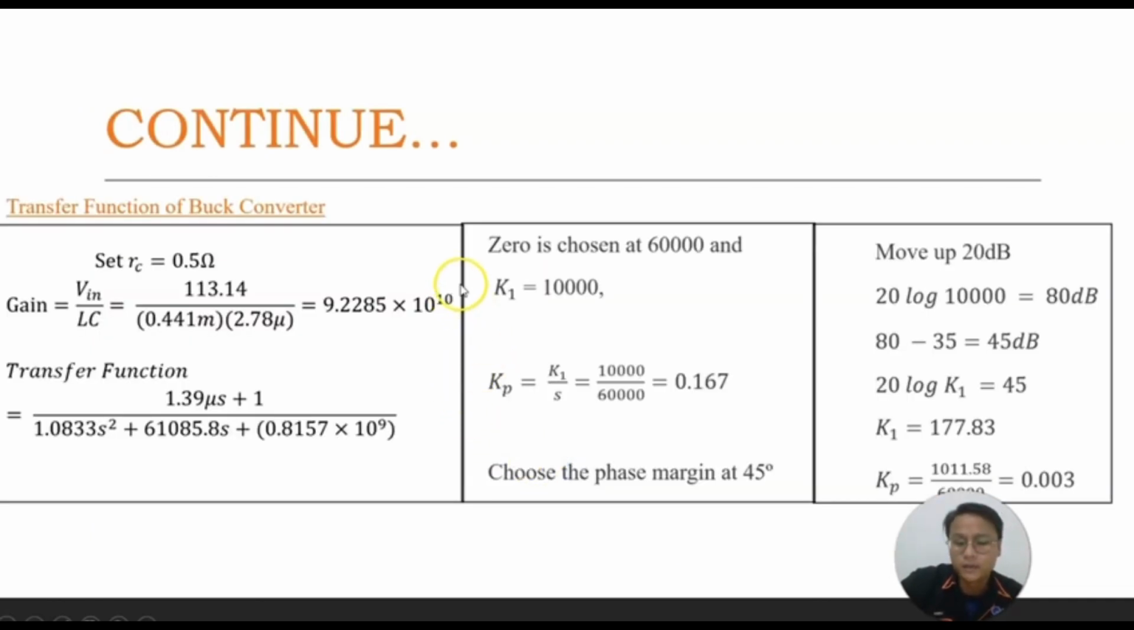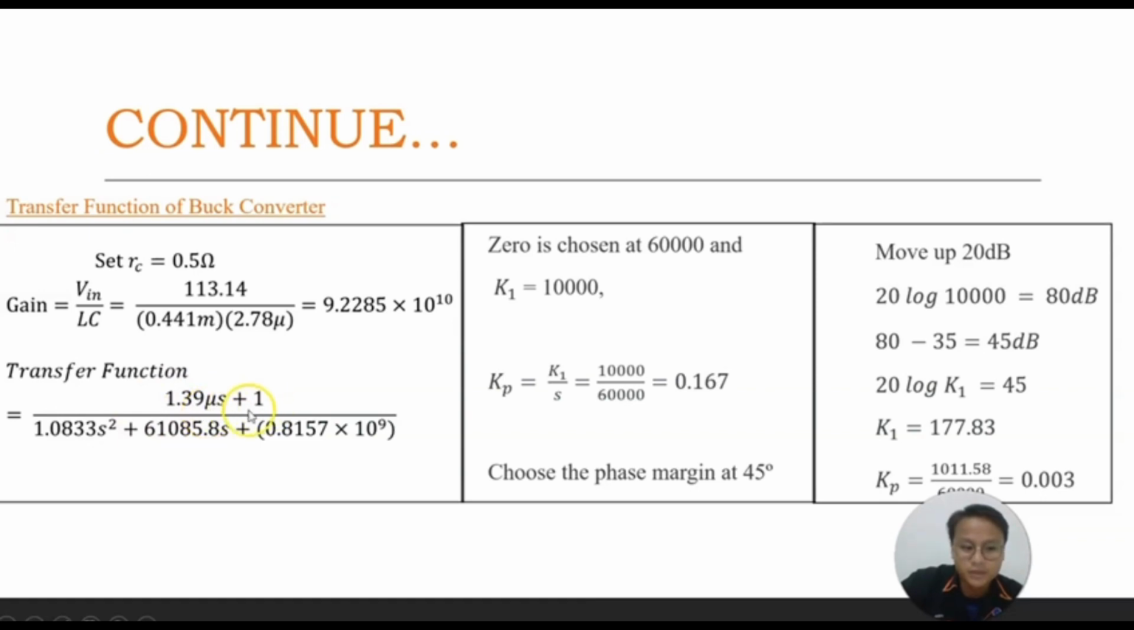So after that, for the transfer function of the buck converter, we must set our RC to 0.5, and then we must find the gain, which is equal to Vin divided by LC. The input voltage for our circuit is 113.14, and the inductor we found before is 0.441 milli, times the capacitor we found, 2.78 micro. So we got 9.2285 times 10 to the power of 10 for our gain value. So this is the value of the transfer function.